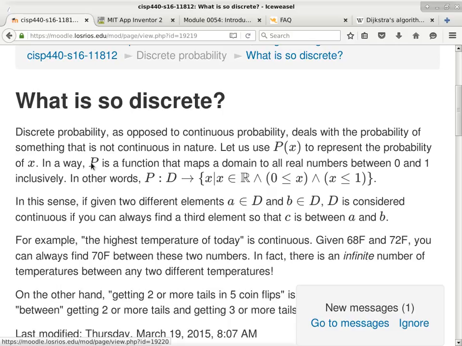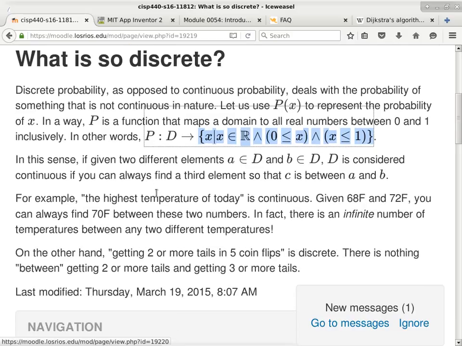Okay. So in any way, P is a function. Okay, uppercase P is a function that maps a set of events to a number that is between 0 and 1 and is a real number. Okay, that's basically how we denote probability. In the case of something that is continuous, if you have an element A in D, and you have another element B in D, by definition, if D is a space or a set that is continuous, you can always find something C that is between A and B. Okay, you learned this in calculus already.